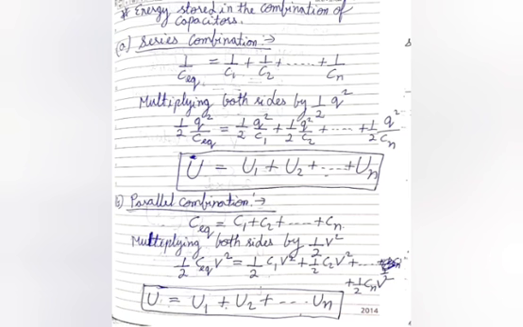So there could be a series combination, or there could be a parallel combination. So we are going to calculate the expression for total energy in series and parallel combination of capacitors. First of all, let us start with series combination.